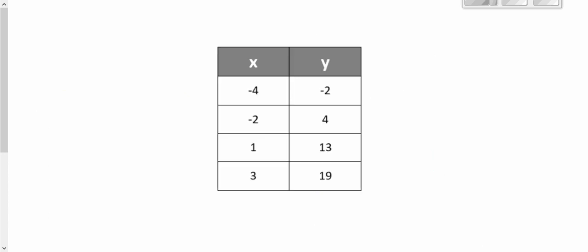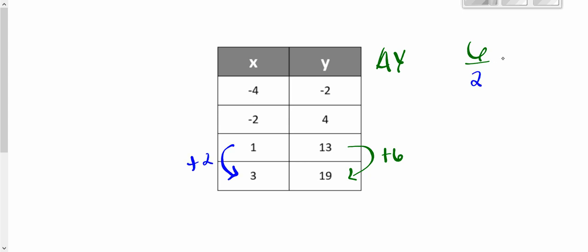Okay, so I'd like for you to pause the video and try this third table, and when you're ready, come back and check your work. Okay, so let's check what we did here. So let's start by finding our slope. So I should see that my change in y is 6, and my change in x is 2. 6 over 2 equals 3, so m equals 3. So this is my slope.